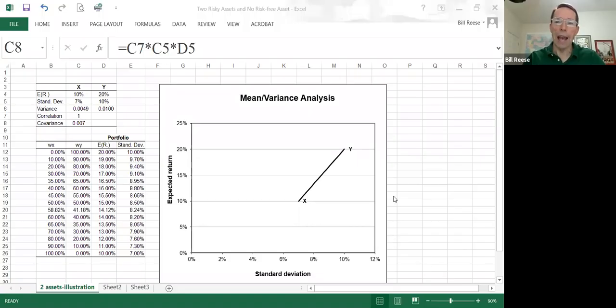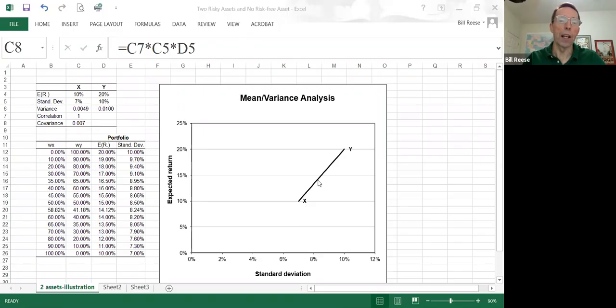All right, so what we want to do is take a look at an Excel spreadsheet that is available for you, that I think in the title says two risky assets. So let me bring that up for you here. I think it's titled Two Risky Assets and No Risk-Free Asset. So here is that Excel spreadsheet, right? And we're not going to be using Solver on this, at least not right now. We will be later on, I think.